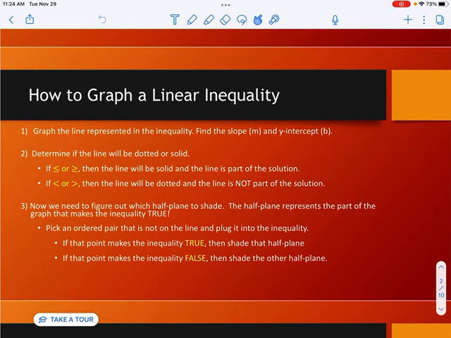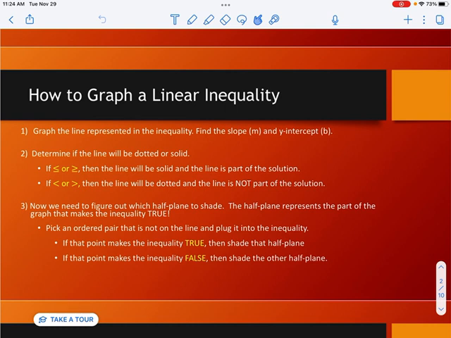Then what we have to do is determine if the line will be dotted or solid, because of whether it's included in the solution or not. The way we determine that is simply by the symbol. If it is less than or equal to, or greater than or equal to, then it will be a solid line, and the line is part of the solution. If it is less than or greater than, then the line will be dotted, and that line is not part of the solution.